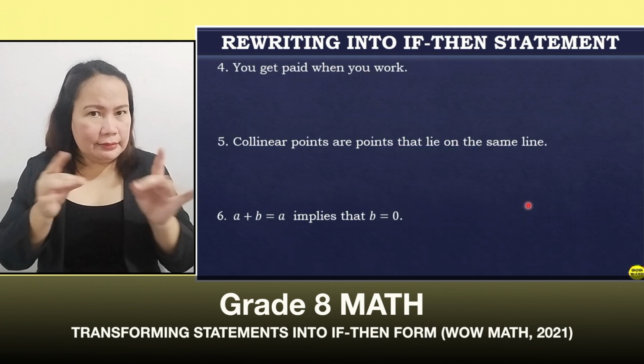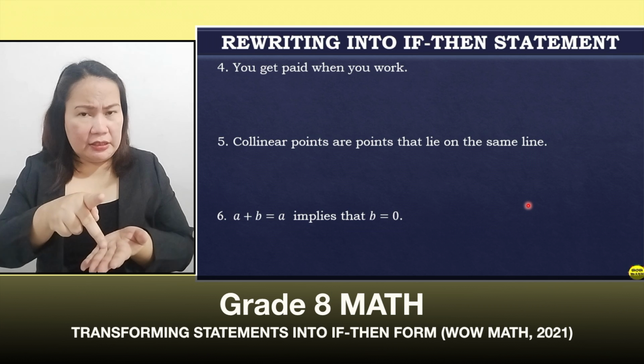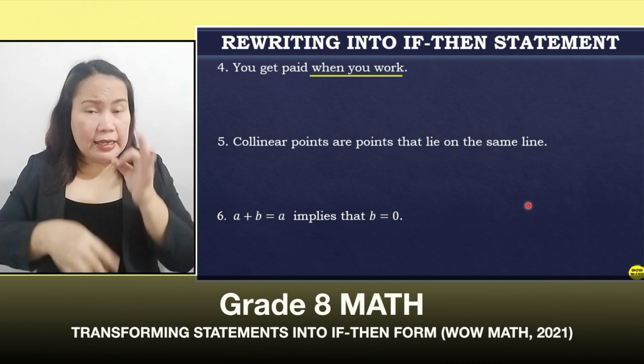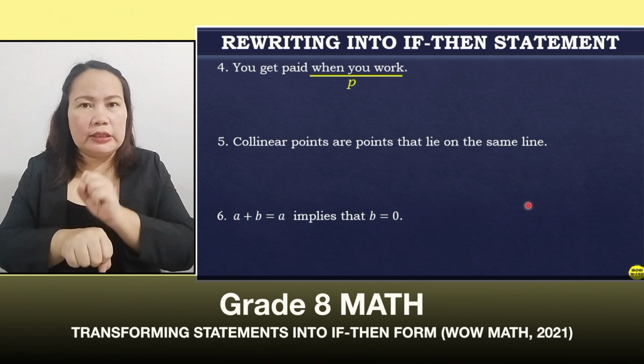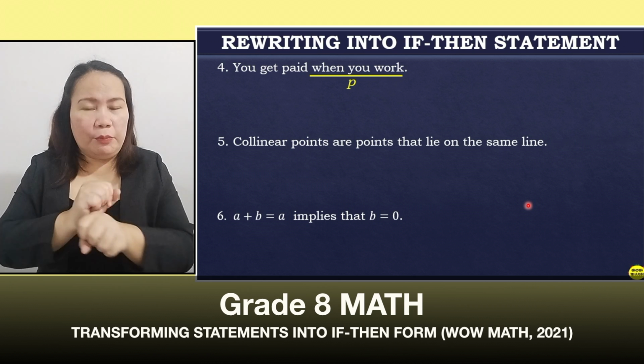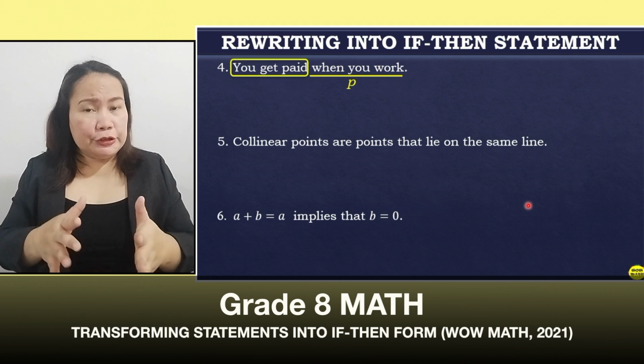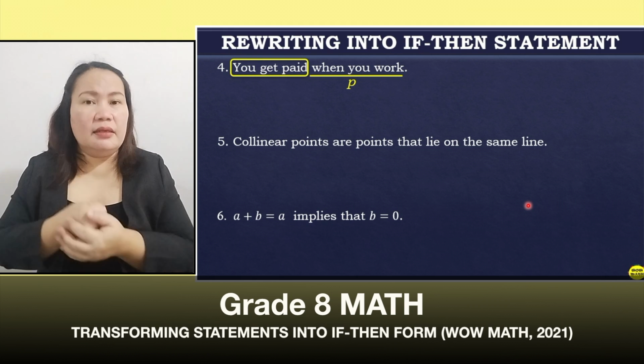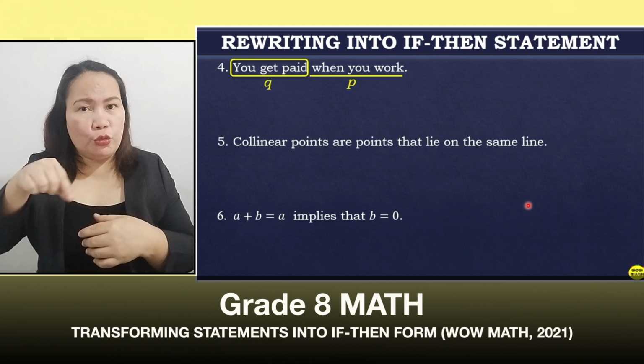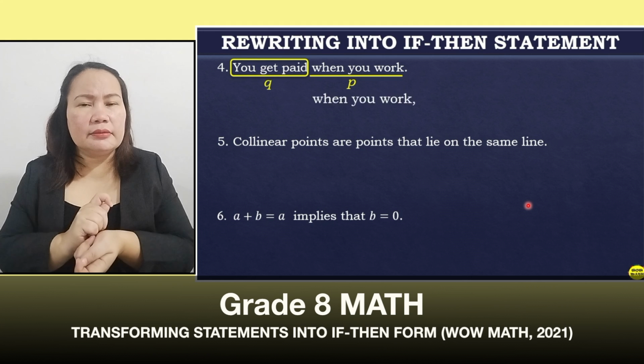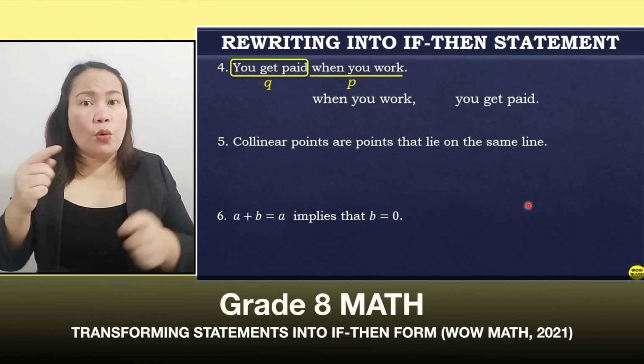Next, you get paid when you work. So when you work, that is your hypothesis. After you work, you get paid. That is your conclusion. That is your Q. So let's try to write the hypothesis, when you work. Your conclusion, you get paid.